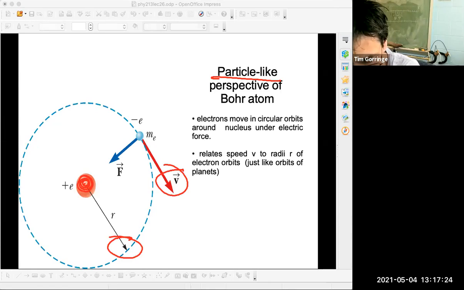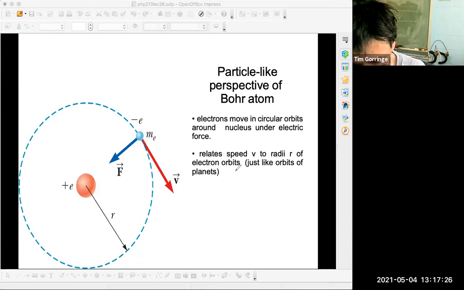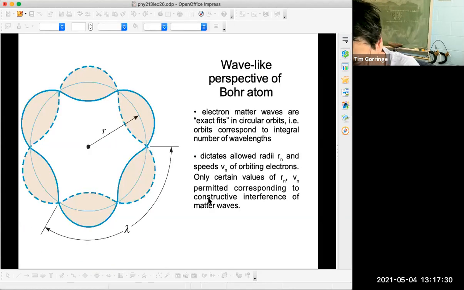So that's the particle-like perspective. Let's turn to the wave-like perspective.